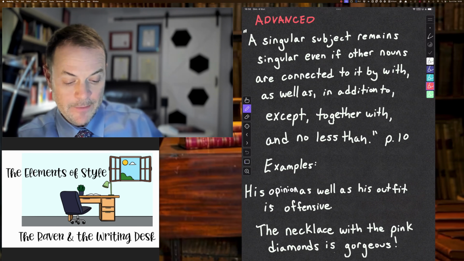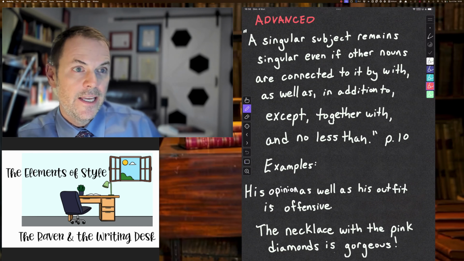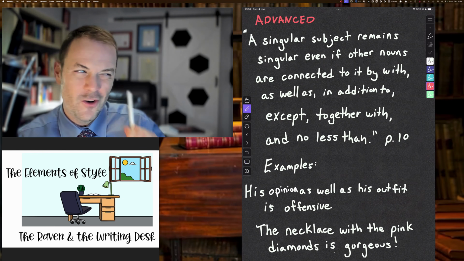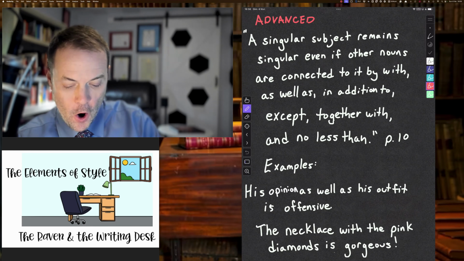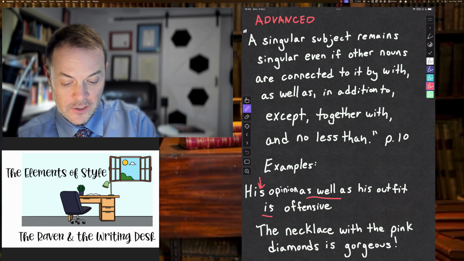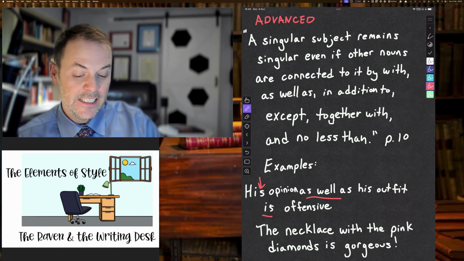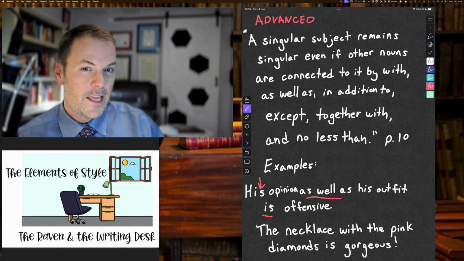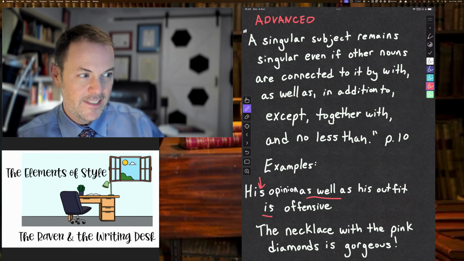And so, some examples on how you're going to use this. His opinion as well as his outfit is offensive. I know a lot of people are thinking, oh, I really want to say "are" over here. But again, it's because it's joined by "as well as," and it's just one person. It's his opinion that is the focus.